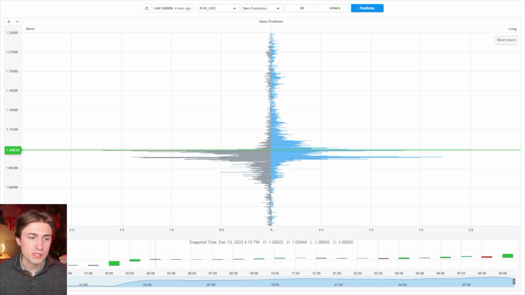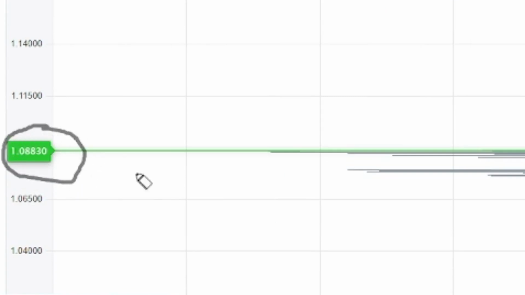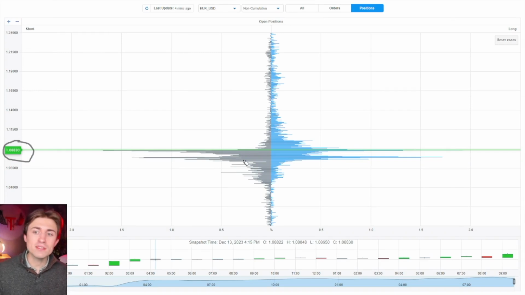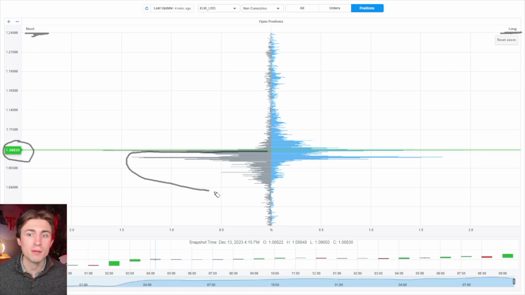What you'll notice when we look specifically at the euro dollar is the current price over here, we're trading around 1.0883 at the time of recording this, and we can see where positions are generally sitting. These are your short positions, these are your long positions, and so we can see that there is overall on the euro a pretty heavy amount of short positions that are currently open.